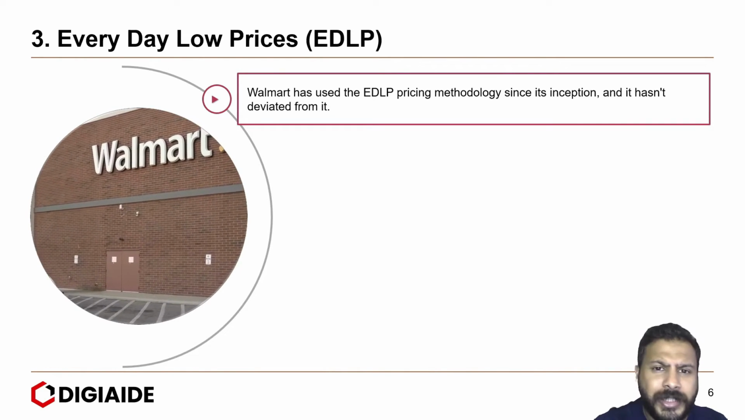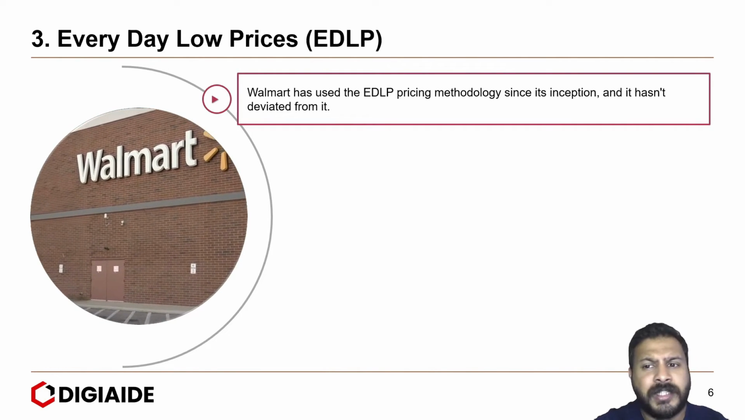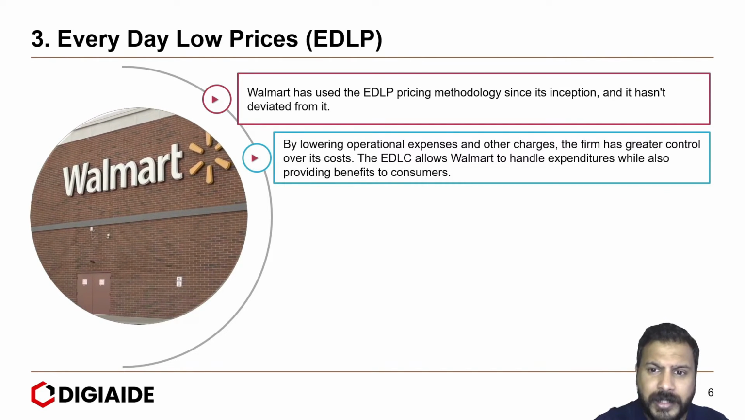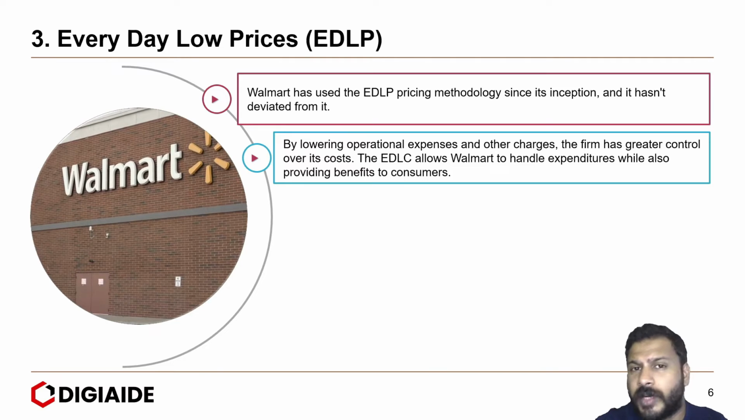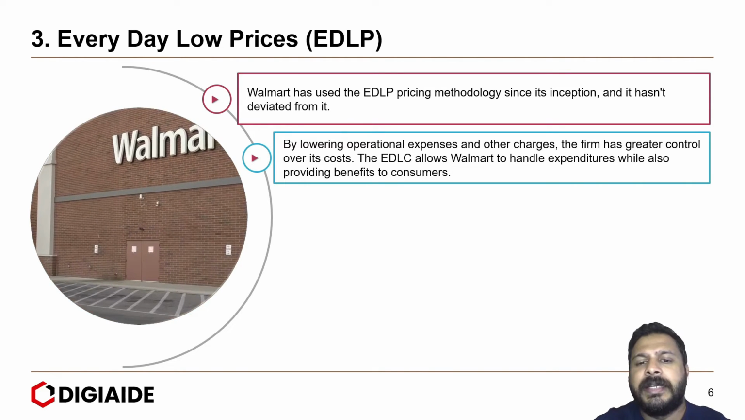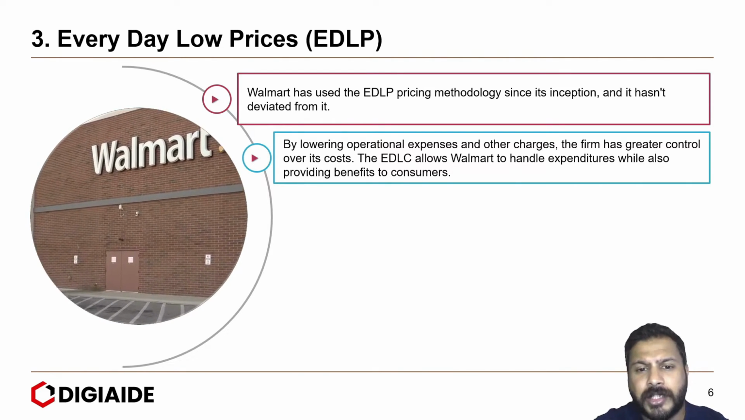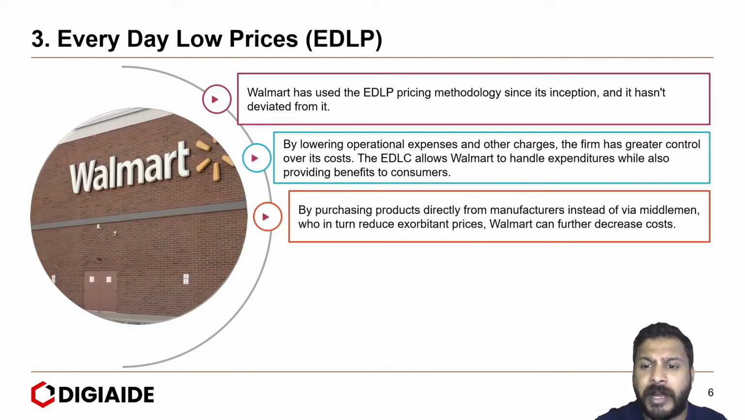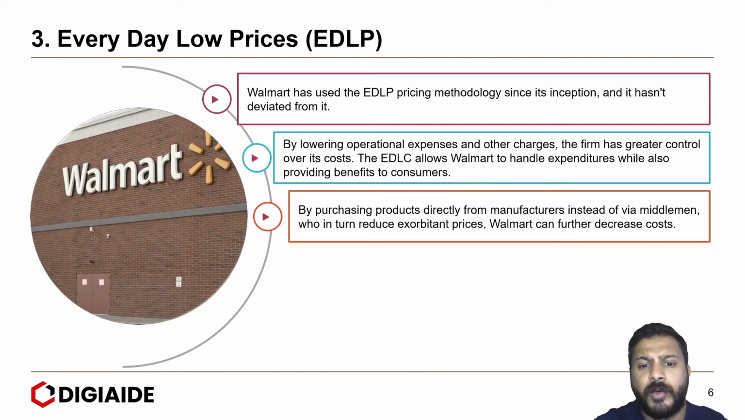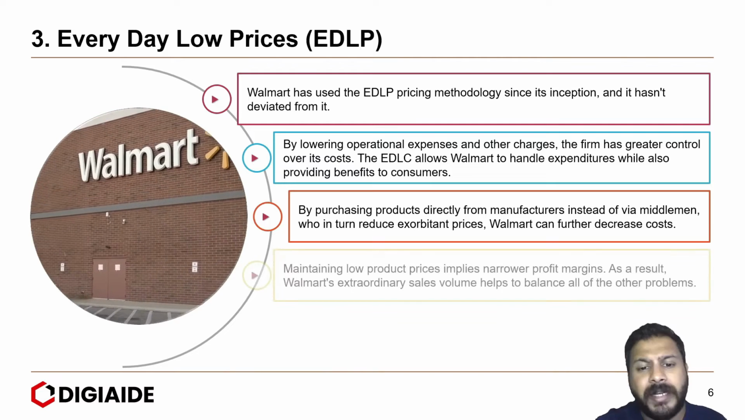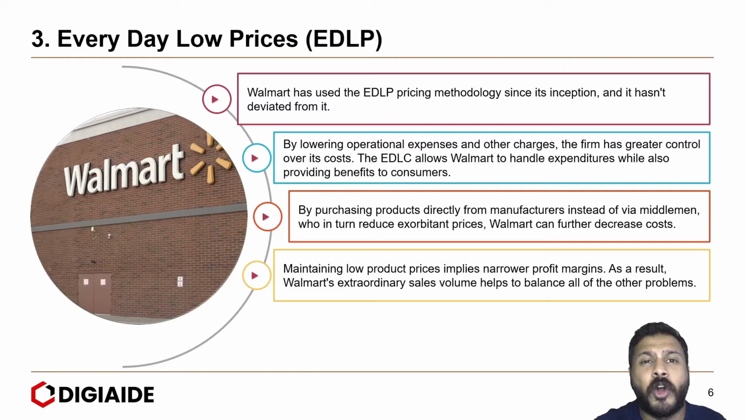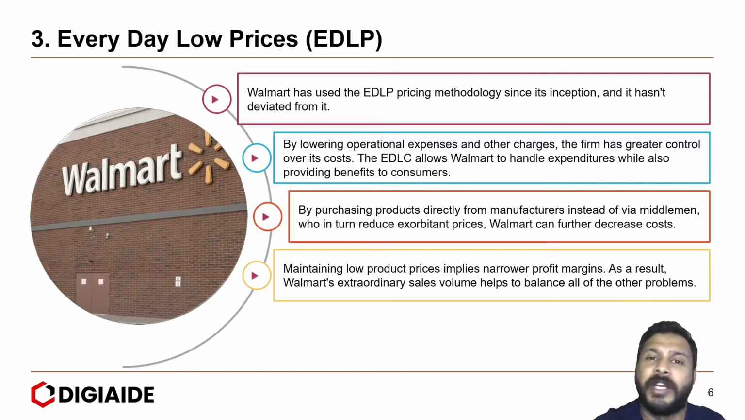Moving on, Walmart has used the EDLP pricing methodology since its inception and it hasn't deviated from it. By lowering operational expenses and other charges, the firm has greater control over its cost. As I mentioned, the EDLC allows Walmart to handle expenditures while also providing benefits to customers. By purchasing products directly from manufacturers instead of via middlemen who in turn raise exorbitant prices, Walmart can further decrease cost. Maintaining low product prices implies narrow profit margins. As a result, Walmart's extraordinary sales volume helps to balance all of the other problems.